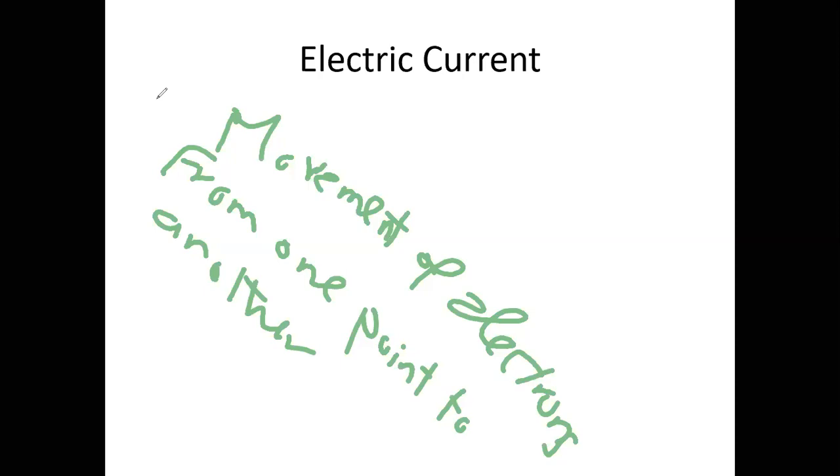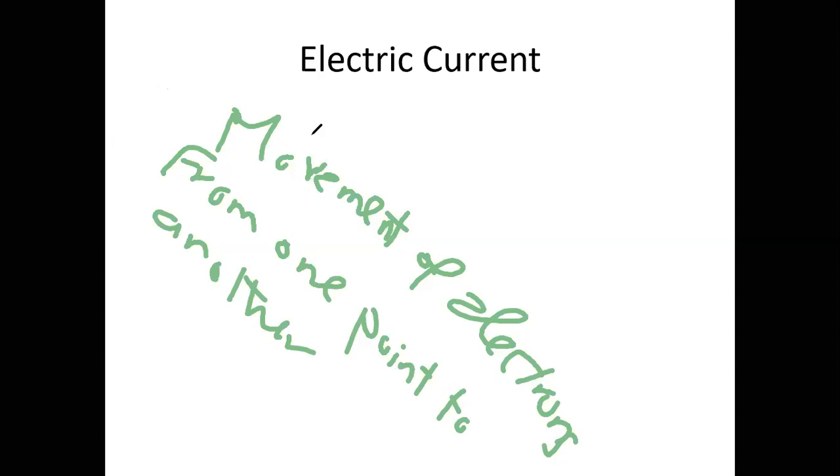So first of all, you have a circuit. Inside the circuit, you have electrons moving from one point to another. So the rate of moving, the rate of change of these electrons from one point to another, is known as the current, okay? So the current is the movement of electrons from one point to another.